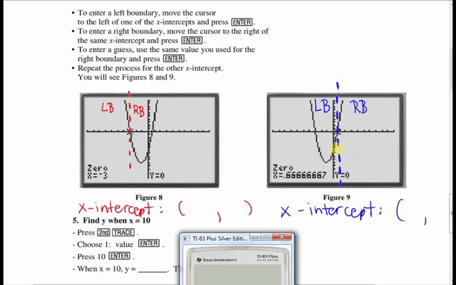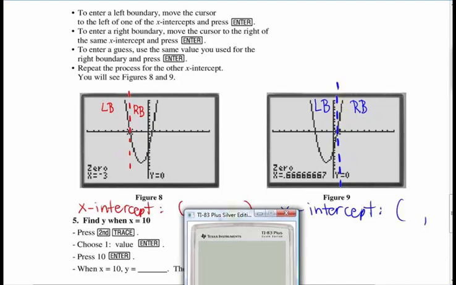Now compare that to when you're looking at the x-intercept on the right. I've drawn a vertical line through it again, left bound and right bound. This time your left bound is the part of the graph which is below the x-axis. You can see the part below the x-axis is to the left of the vertical line, and this time the right bound is above the x-axis, because the part of the graph to the right of the vertical line is above the x-axis.